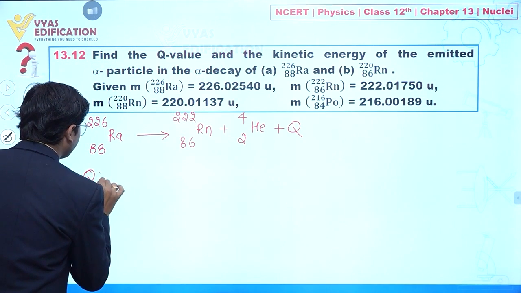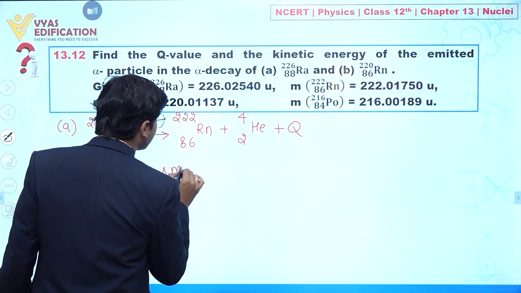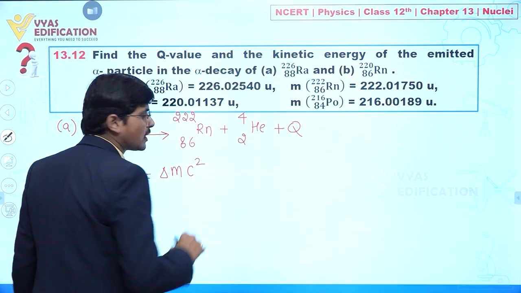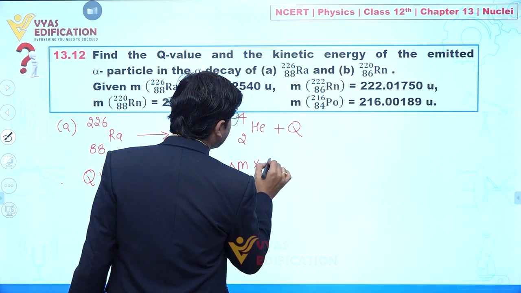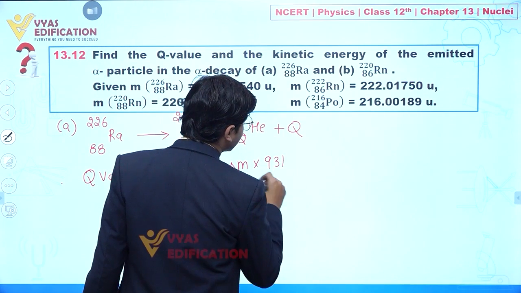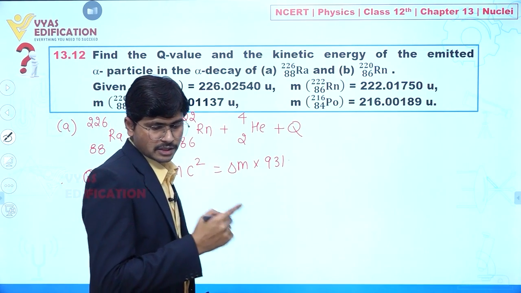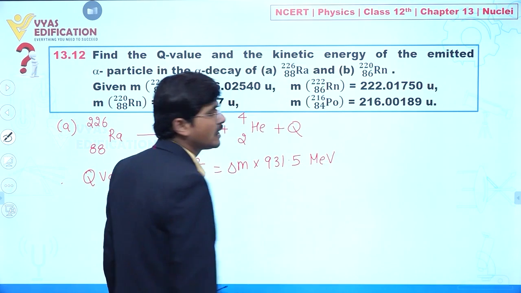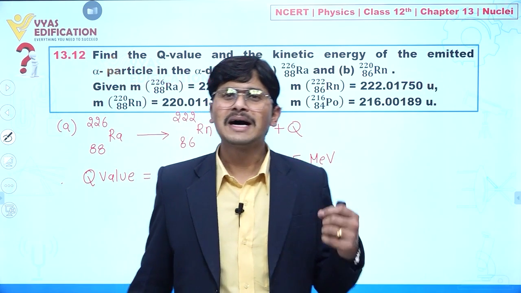So the Q value. Clear? How can we calculate the Q value? For that, first of all you will find the mass defect, and it is multiplied with c square. Clear? You can also find this in terms of million electron volt. So 931.5, this you will find in million electron volt. Clear? So first of all we will calculate the mass defect.